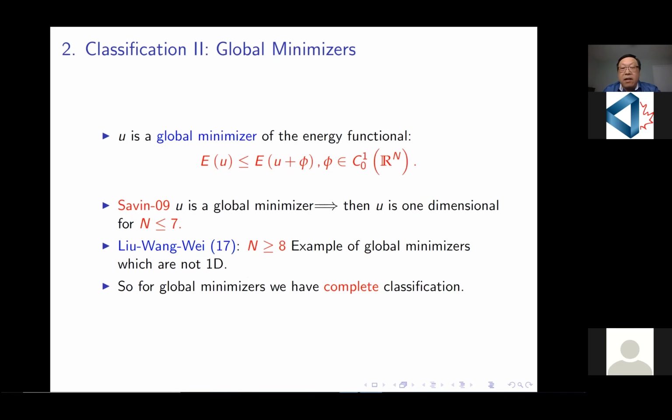Sorry, can I ask a question? Yeah. I think I missed maybe the definition. When you say U is one-dimensional, do you mean rotation is symmetric? Oh yeah, up to rotation and translation, I should say this, because these are rigid motions for the equation. Okay, thank you.